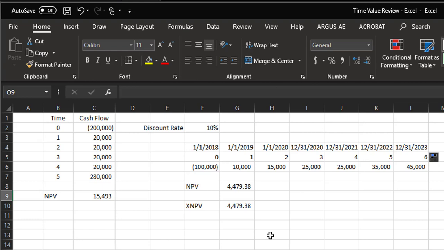So I'm going to stop there. That is the Excel review for time value of money. We've got a few functions that we have learned about, so the XIRR and XNPV will be important over the course of the semester, and that will wrap up the time value of money review.